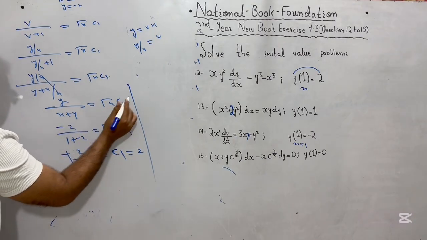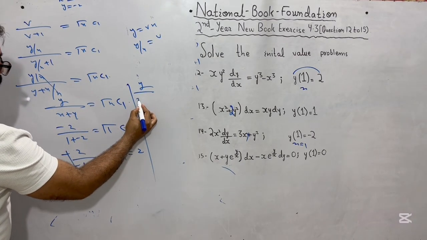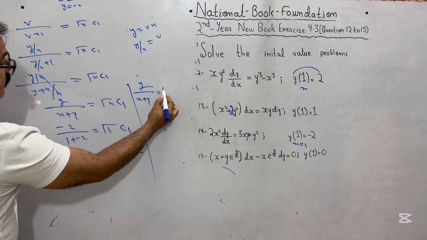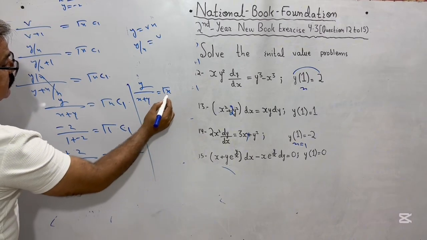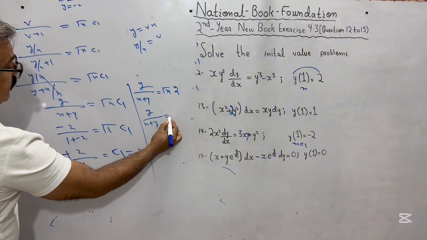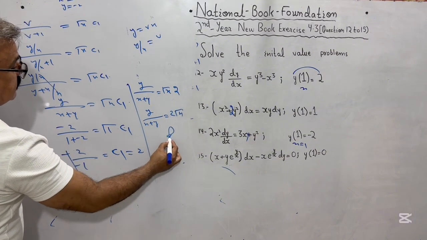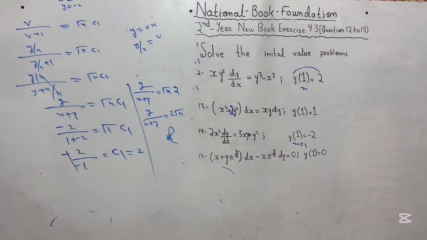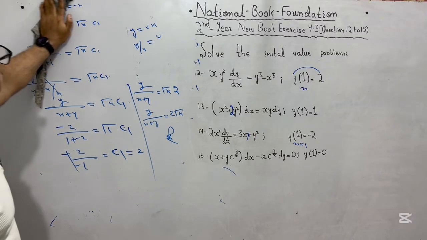We put here. It will become y over x plus y is equal to root x times c, c means 2. Or one can write y over x plus y equals 2 times root x. It's our answer. Moving towards the final question.